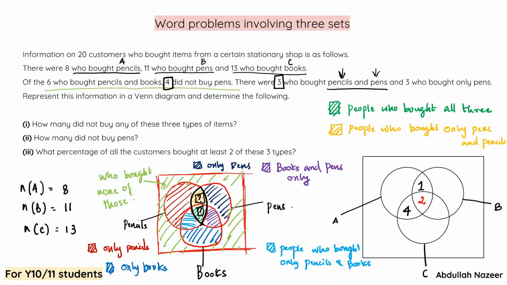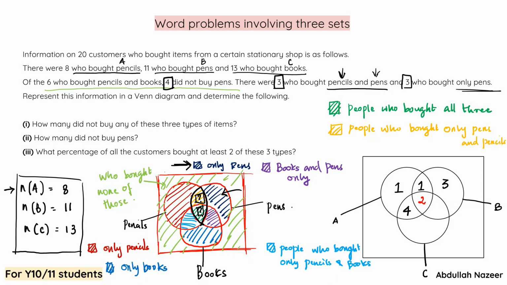Great. Now finally we only have one more piece of information to take into account. They have also said 3 who bought only pens. This very dark blue region over here is what you call only pens. So 3 falls into that region. Now we can fill the rest of the Venn diagram using the information given at the beginning of the question. The first one says n(A) equals 8. That means the total number of people who bought pencils should be 8. Inside the set pencil, the only unknown region is this region. There is already 1 plus 2 plus 4, which is 7. So that has to be 8 minus 7, which is 1.